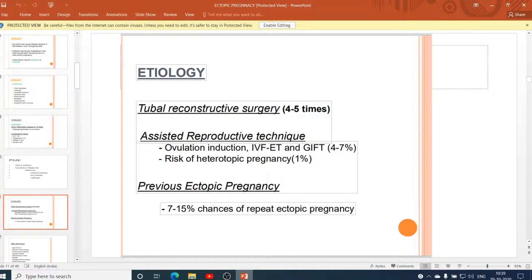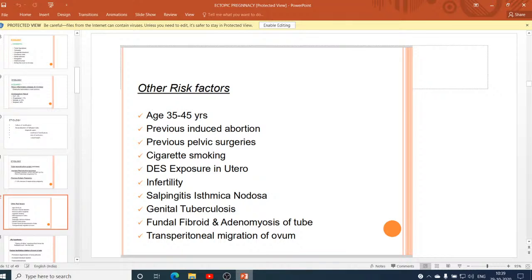Assisted reproductive technique, ovulation induction, IVF, then the risk of heterotopic pregnancy is 1%. Previous ectopic pregnancy, as I told you, after one previous ectopic there is a 7 to 15% chance of repeat ectopic, and after two ectopics a 20% chance. Other risk factors: age 35 to 45 years, previous induced abortion, previous pelvic surgery, cigarette smoking, diethylstilbestrol exposure in utero, infertility, salpingitis isthmica nodosa, genital tuberculosis, fundal fibroid and adenomyosis of the tube, and transperitoneal migration of the ovum.